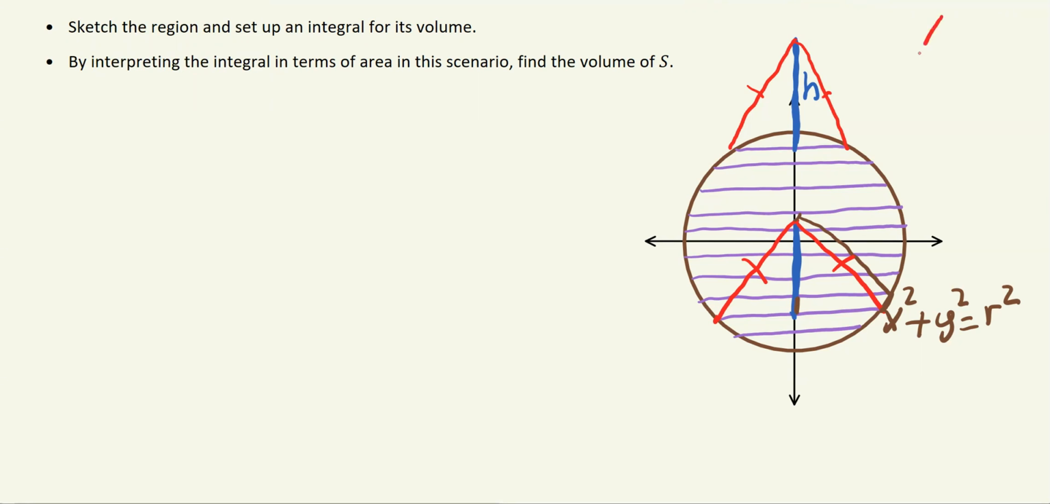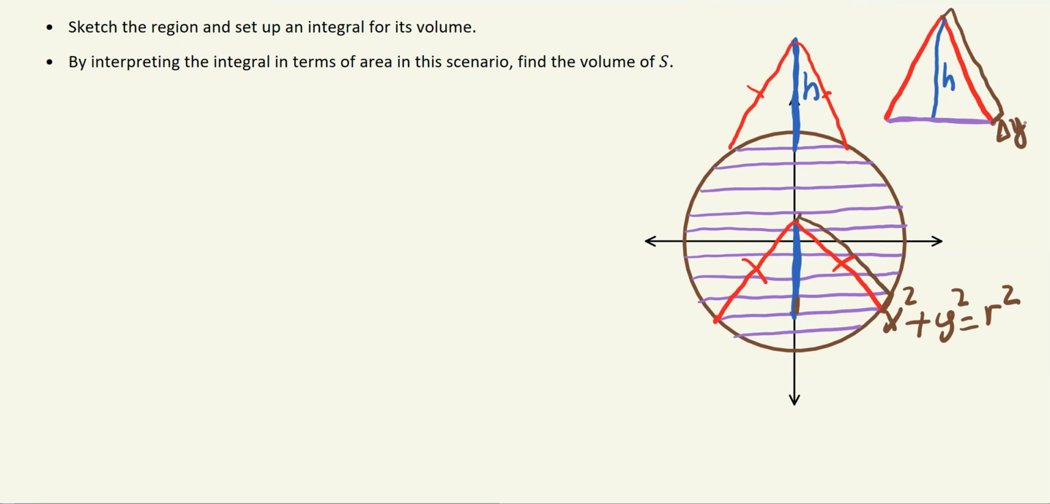The one slice looks like this. Okay, and it has a purple base like this. And then the height is blue, and it's here. That's the height. That's h, right? And how thick is it? It's like this thick. And how thick it is is delta y.